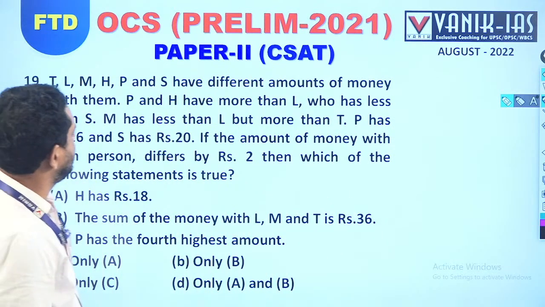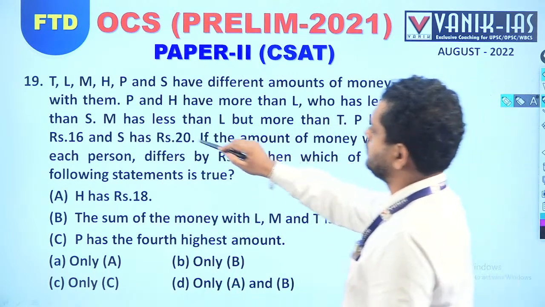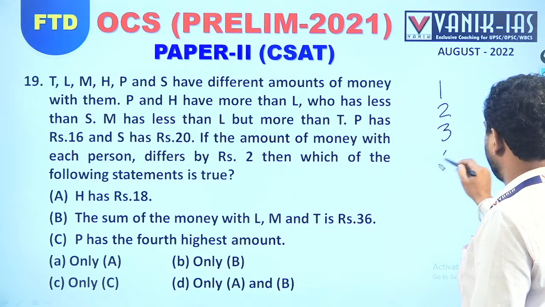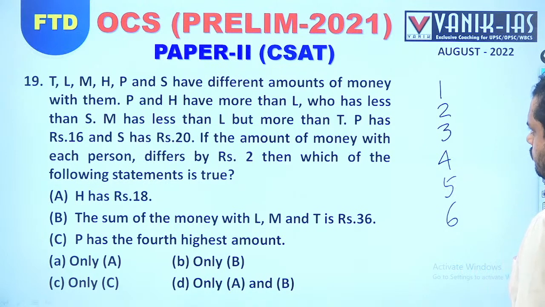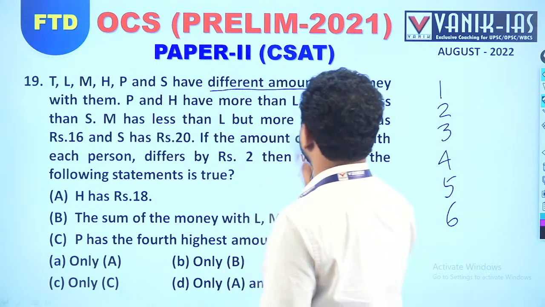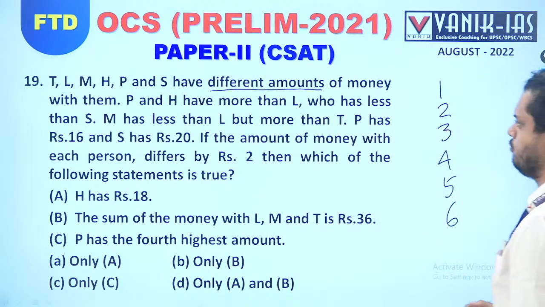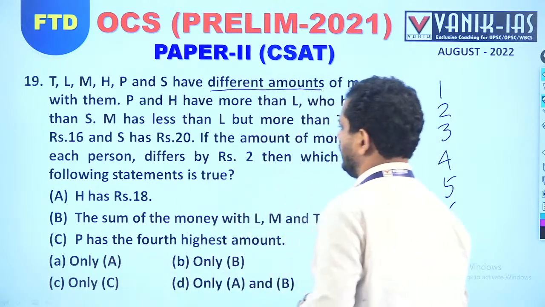T, L, M, H, P have different amounts. This is, friends, again an order. Total number of persons 1, 2, 3, 4, 5, 6. Different amounts of money, you have to focus. None of the persons have the same amount of money. The intention of this phrase is everyone having different amounts of money.